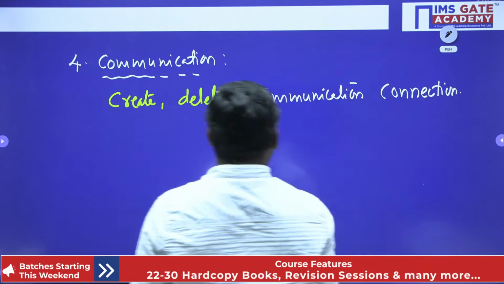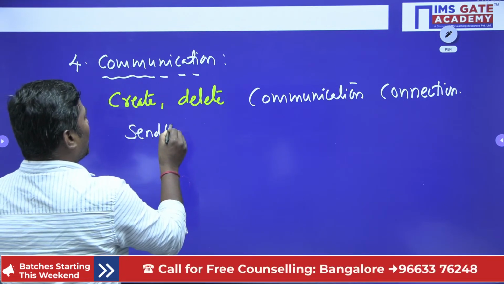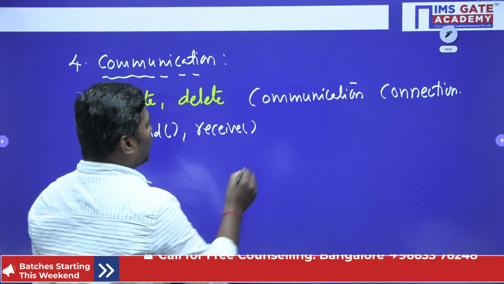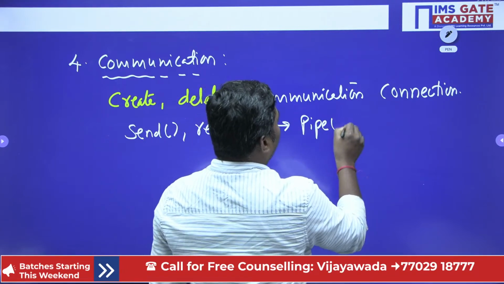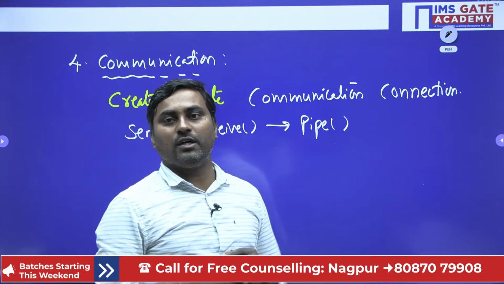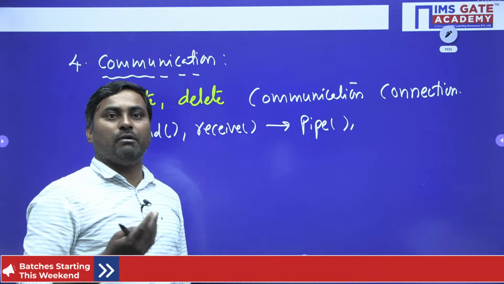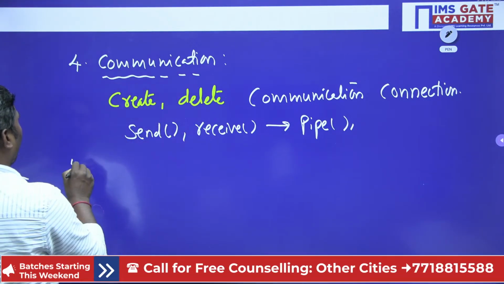Once you establish the connection between the processes, you can send data and receive data between them. Suppose, through synchronization primitives like a pipe, we can establish the connection, so we can send and receive the data, check the status, and store in the buffer. These are related to communication.